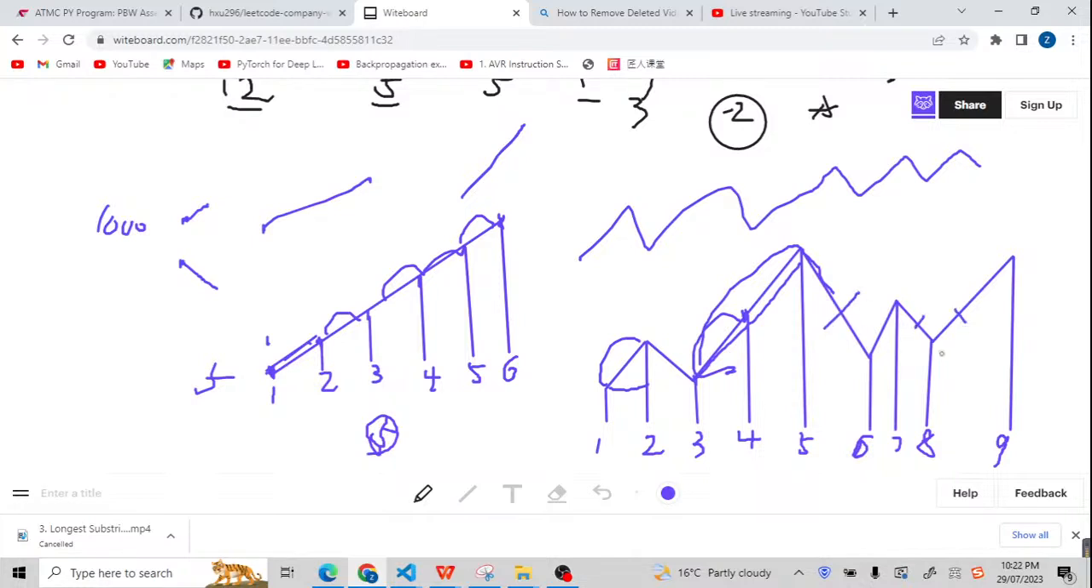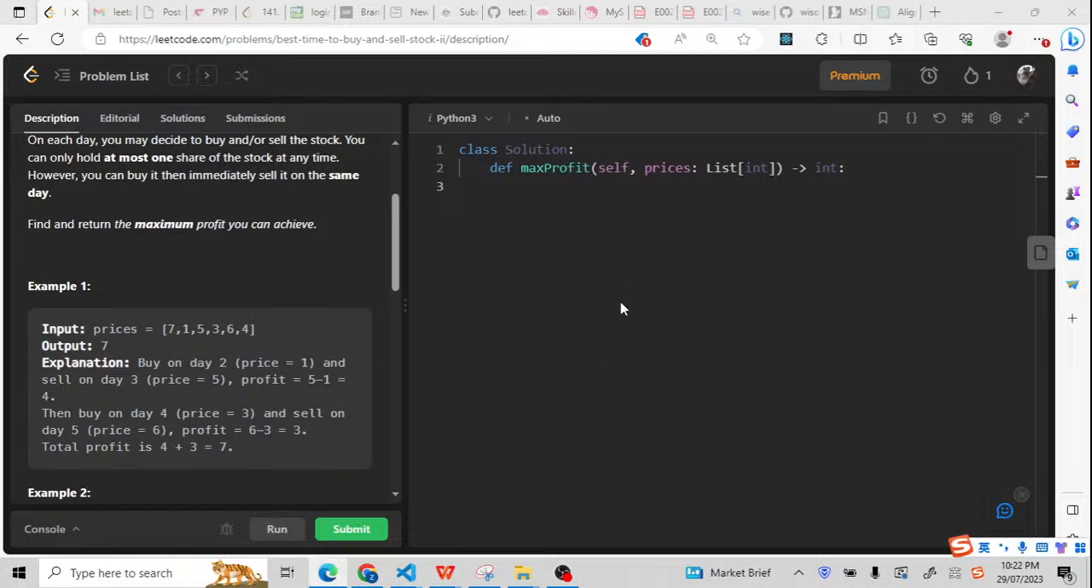If the line is increasing, you just use next day minus today, and so on. Yeah, like that. You just need to accumulate. I think it's much clearer now. Now let's go to the code editor to finish the coding. Actually, the coding is even simpler than that. Now let me start the coding.